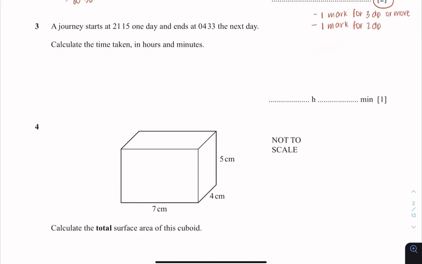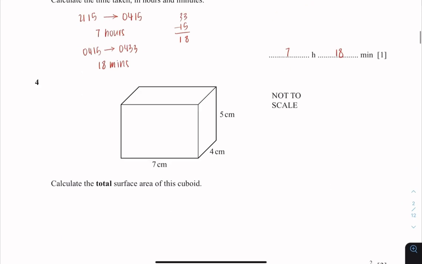So question 3 is a question about time. From 21 hours and 15 minutes to 4 hours and 33 minutes. From 21:15 to 04:15, that would take 7 hours. And then from 04:15 to 04:33, 33 minus 15 would be 18 minutes. So your final answer is 7 hours and 18 minutes.